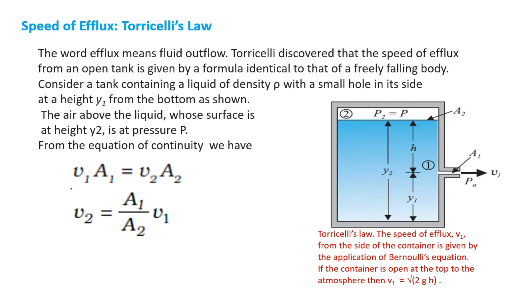The speed of efflux v1 from the side of the container is given by the application of Bernoulli's equation. The air above the liquid, whose surface is at height y2 from the bottom of the tank, is at pressure P. From the equation of continuity, V1A1 must be equal to V2A2, where A1 is the area of the hole and A2 is the area of the top of the tank. So from this equation, V2 will be equal to A1 divided by A2 into V1.